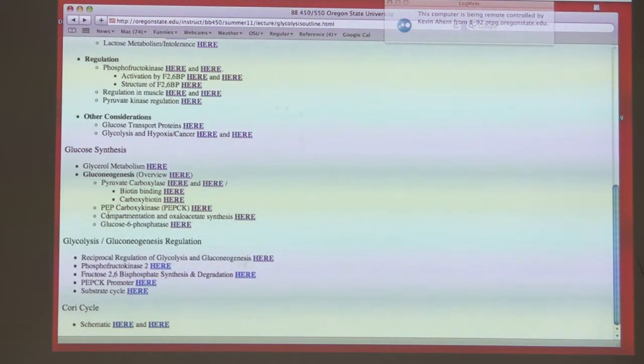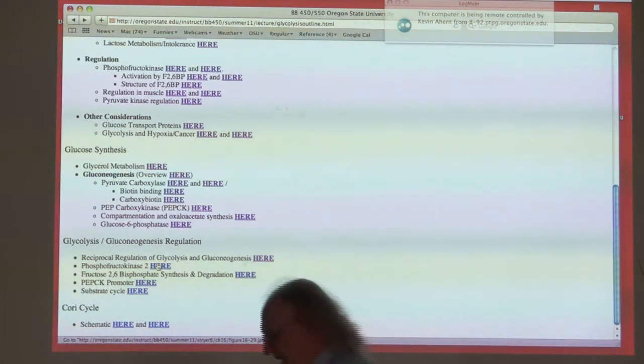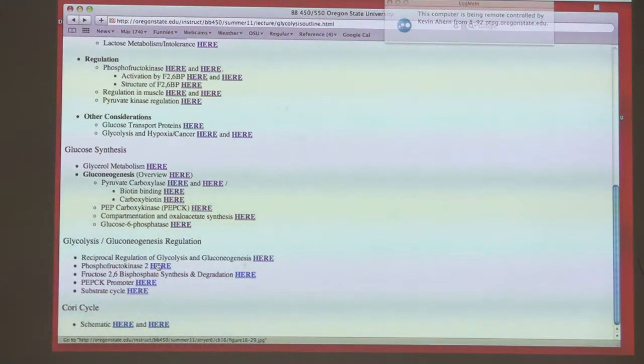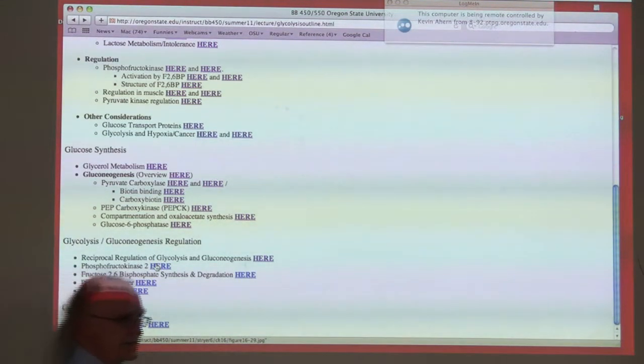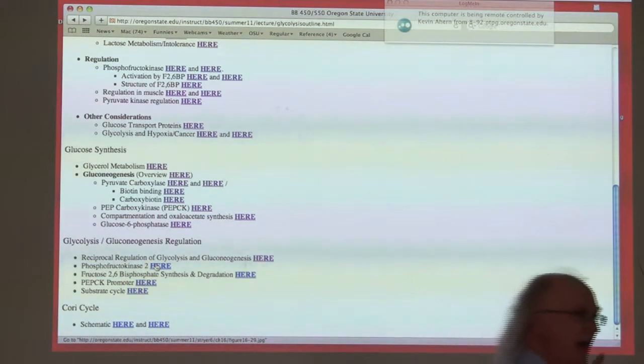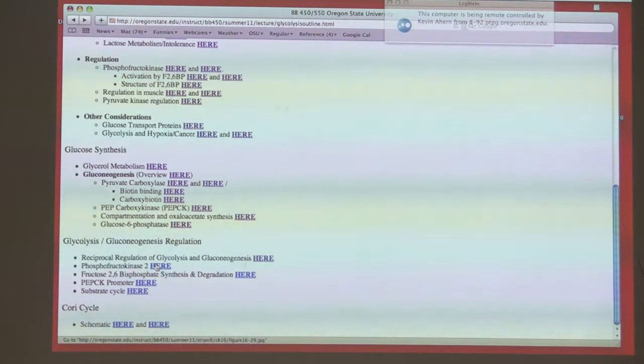Okay, now, here's the place where the regulation gets a little complicated, and it gets complicated, I think, because of the names. So I'm going to try to simplify the names with you so as to reduce the confusion that students have about the regulation. You might say, well, we've already seen the regulation. Well, you have of the enzymes that are directly involved in glycolysis and gluconeogenesis. But we haven't talked about how it is that fructose 2,6 bisphosphate is made or broken down. And that turns out to be an interesting story.